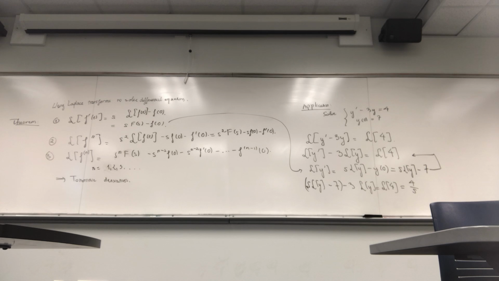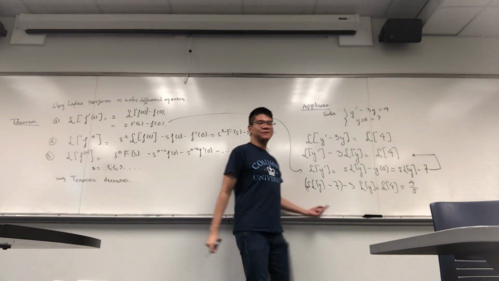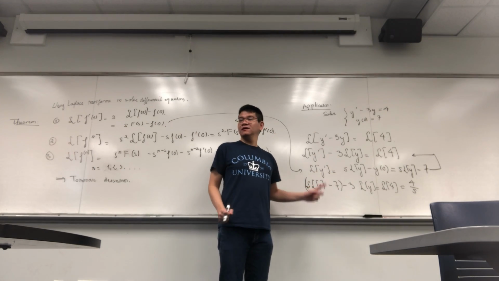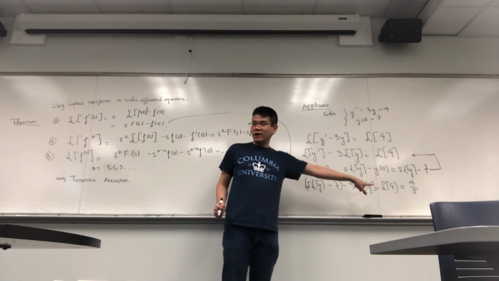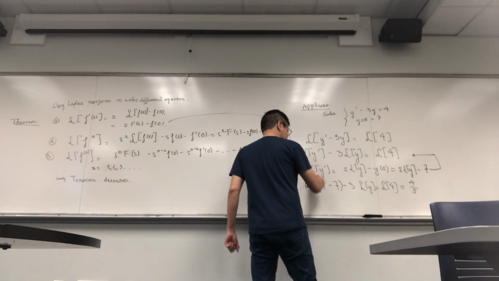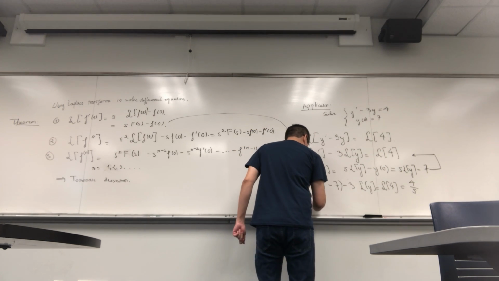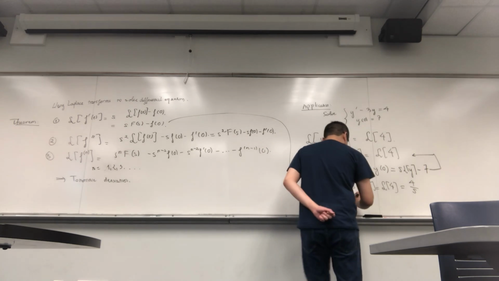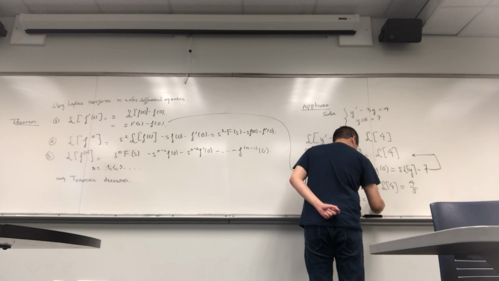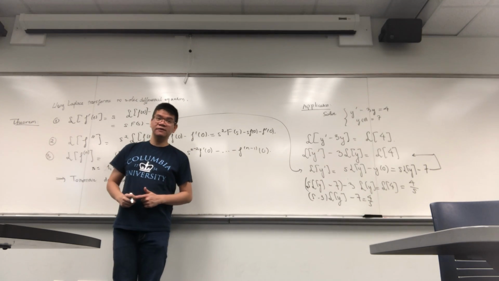Now, what is the next step? Anyone can guess? Solve for the Laplace transform of y. Everything here is explicit except the Laplace transform of y. So what you do now is solve for the Laplace transform of y. Here I'm going to group s minus 3 with the Laplace transform of y. So I have s minus 3 times the Laplace transform of y, minus 7, is 4 over s.